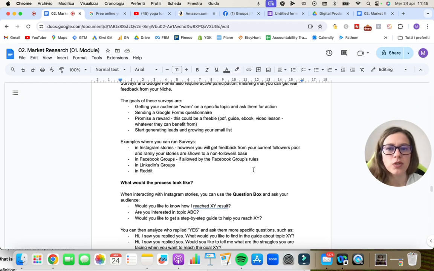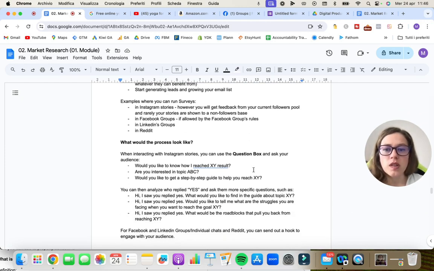Examples where you can run surveys: in Instagram stories, though you will get feedback from your current followers pool, not from different audiences. Then in Facebook groups, if allowed by the Facebook groups rules, in LinkedIn groups, in Reddit, and in any other kind of social media that you use most, where your target audience is most likely hanging out. What would the process look like?